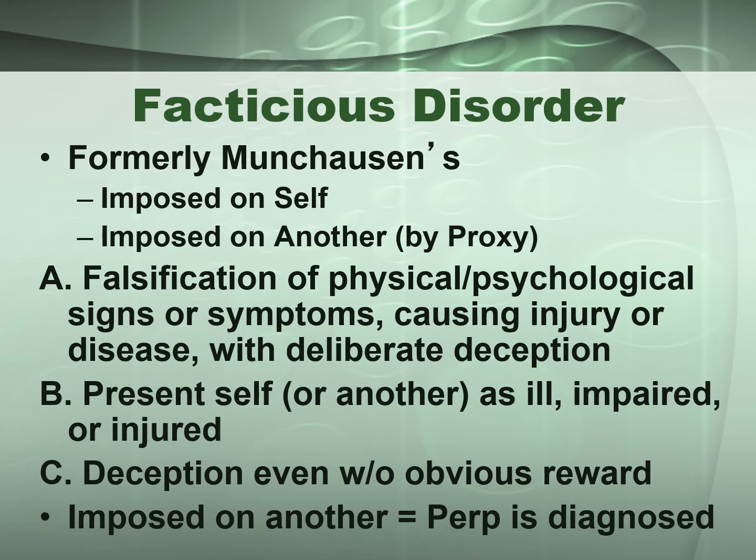The first criterion is falsifying physical or psychological signs or symptoms, or causing injury or disease with the deliberate intention of deceiving others. This may be doing things to cause vomiting or cause illness, doing things to injure their body, but this is done because they're trying to trick others and they're conjuring symptoms, they're not genuine. And then the individual will present either themselves if it's imposed on self, or the other person if it's imposed on other or by proxy, present to others as being ill, injured, or impaired.